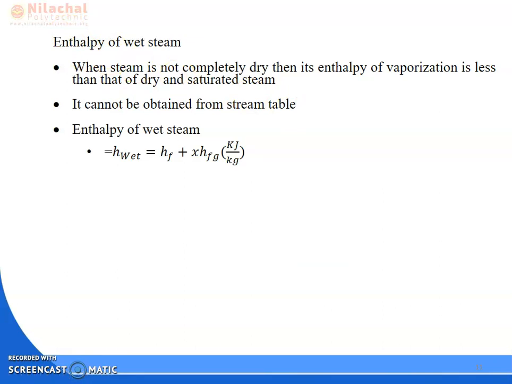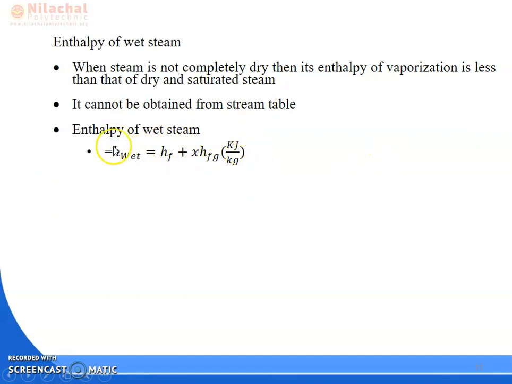Enthalpy of wet steam is the amount of heat required to convert 0 degree centigrade water to 100 degree centigrade wet steam. This is known as your enthalpy of wet steam. Okay. So how can you get the wet steam? You know that when it is considered as wet steam, the dryness fraction must be there. So enthalpy of wet steam is equal to hf plus x into hfg.